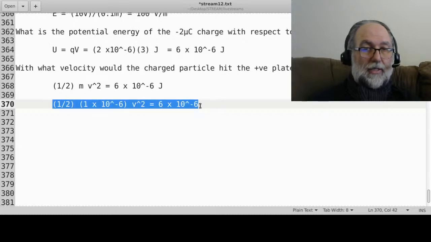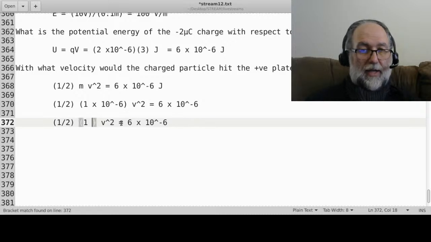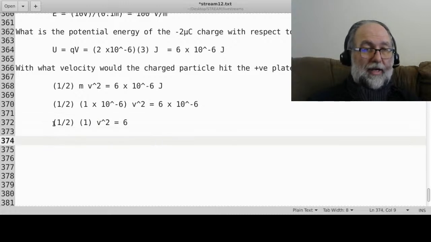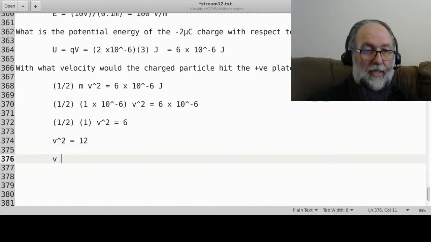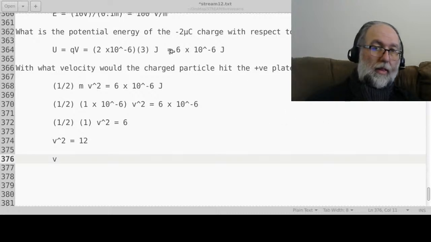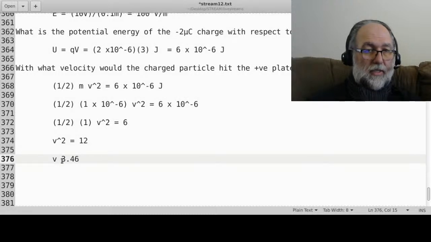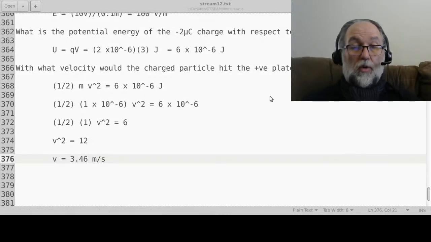All right, well, next line, 10 to the -6 on this side, we'll divide out 10 to the -6 on that side. That's why I chose the micro. Okay, and now I've got a half on this side and a 6 there, so v squared is going to equal 12. And if you take the square root of 12, what will you get? I'll find out. Square root of 12 is 3.46. And what's the MKS units of velocity? Meters per second. Okay, so there you go.